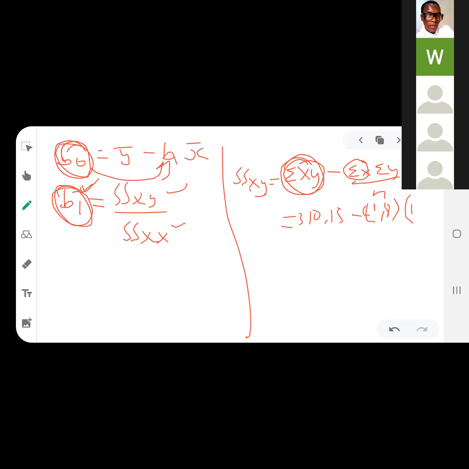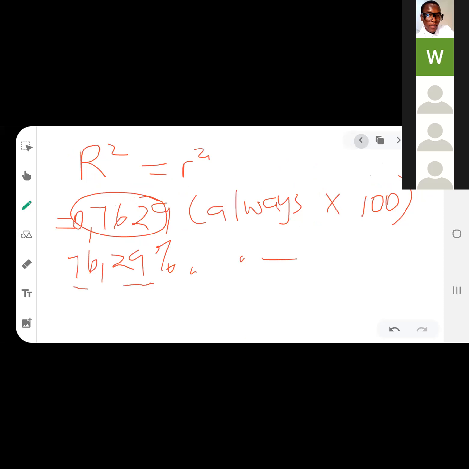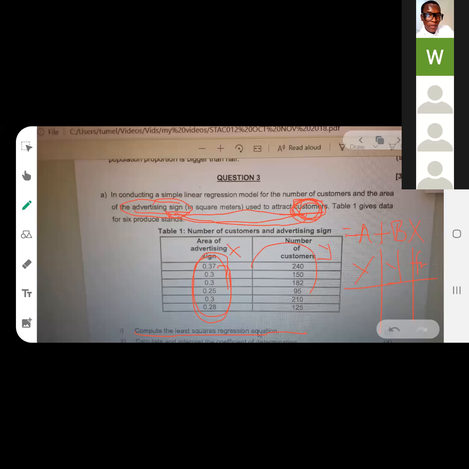1002. Divided by, what is the value of n? For you to get the value of n, you can go to this data again. You count these values, this observation is 1, 2, 3, 4, 5, 6. So the value of n is 6.